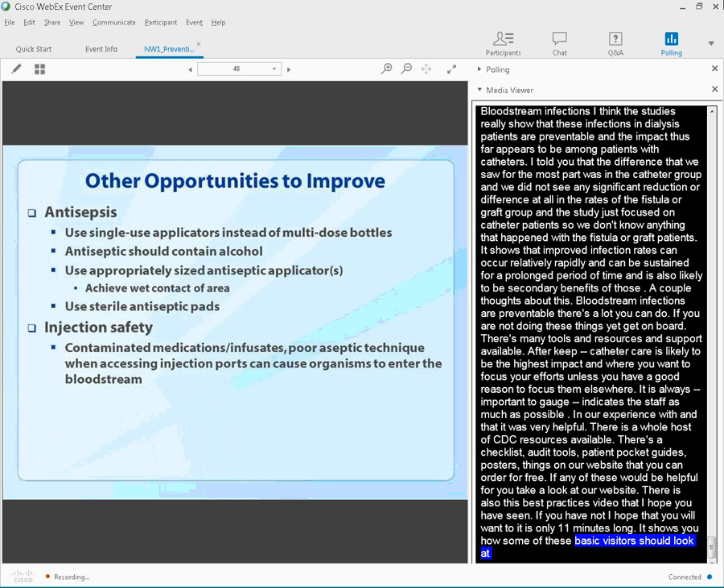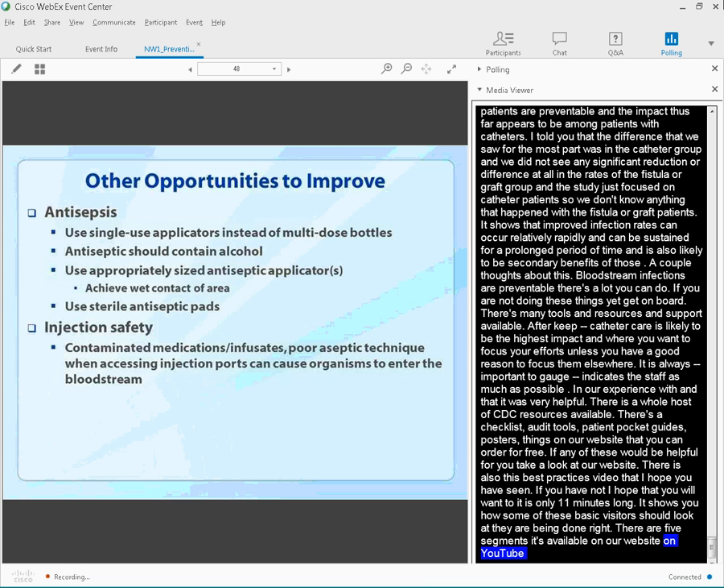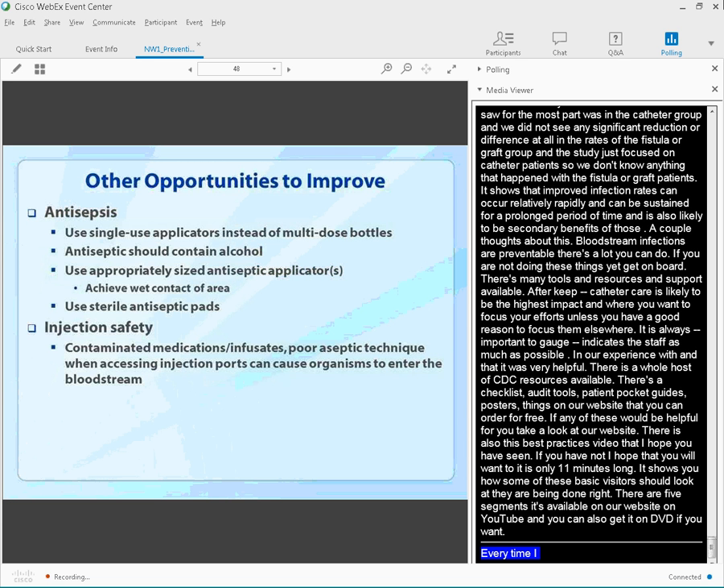So every time I give this talk, I always have some facilities say, we're doing all these things. What else can we do? So a couple of other things that I wanted to mention. Take a look at your antiseptic practices.